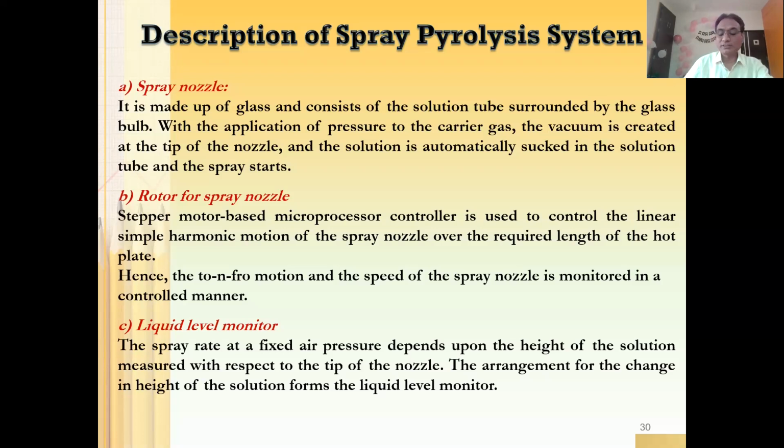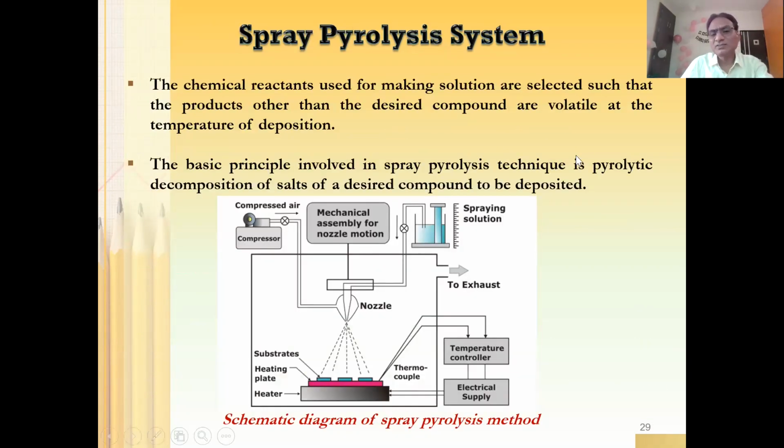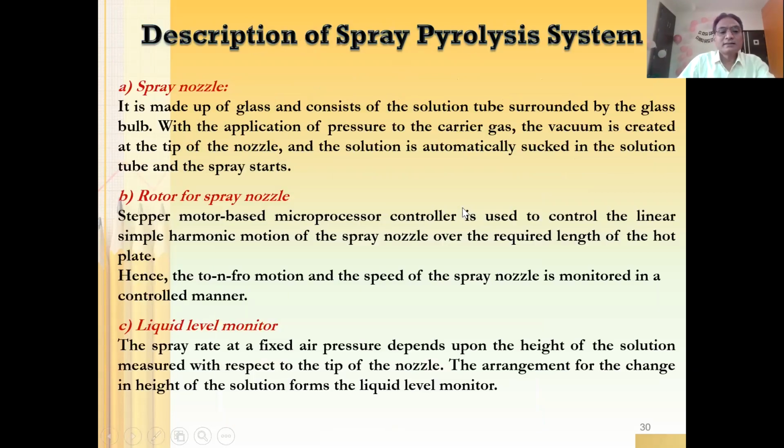Then the liquid level monitor, because this monitor is very important. This is going to be the liquid level monitor. The spray rate at a fixed air pressure depends upon the height of the solution measured with respect to the tip of the nozzle. The arrangement of the change in height of the solution forms the liquid level monitor.